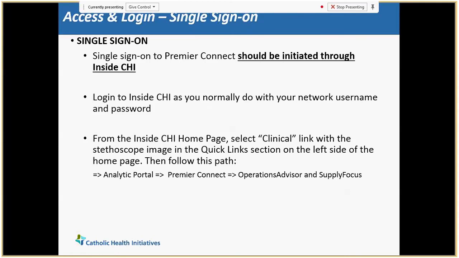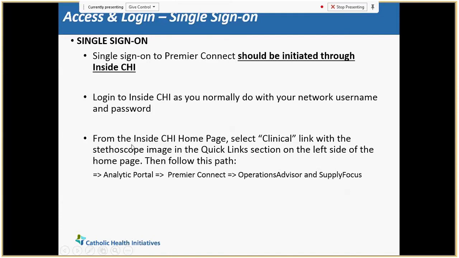You don't have a Premier username and password. You're going to log into Inside CHI like you normally would, whether it's for Healthy Spirit or going to Workday or whatever you need to do. As your network password and username changes, this correlates, so you don't have to worry about that for OA. You log in the same way you always would to Inside CHI.